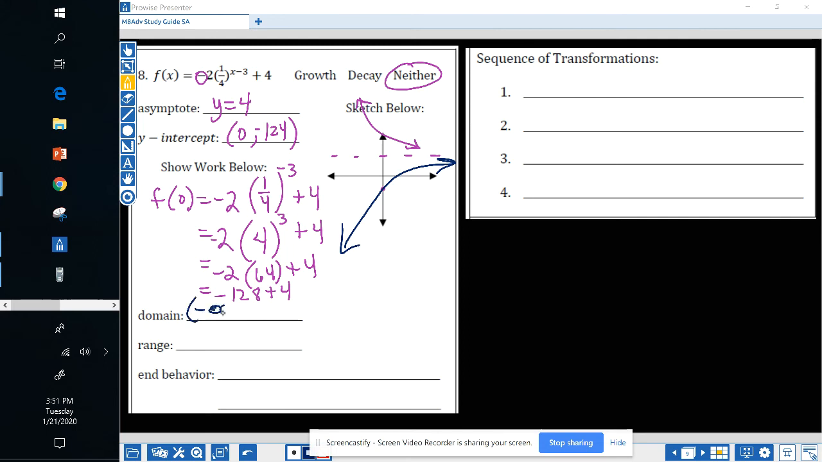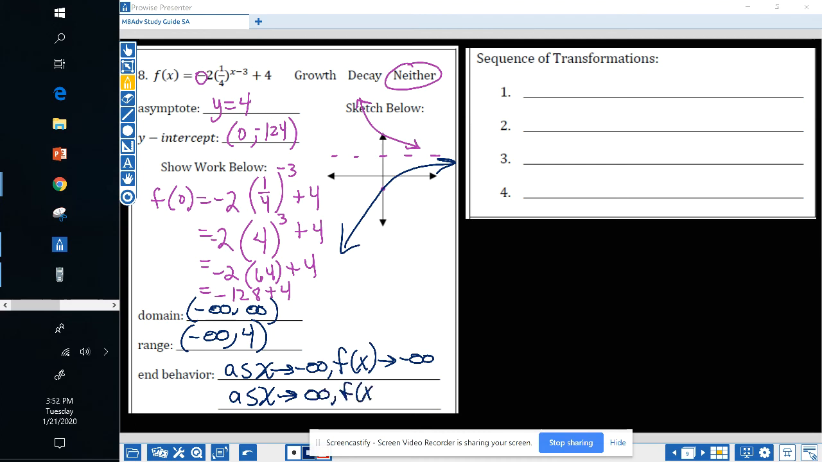My domain is all real numbers. My range is going to go from -infinity, that's the least it can be, all the way up to 4 without touching. My end behavior is as x approaches -infinity, f of x approaches -infinity. As x approaches positive infinity, f of x approaches my asymptote of 4. This is why a sketch is handy when you're doing your critical features, especially range and end behavior.